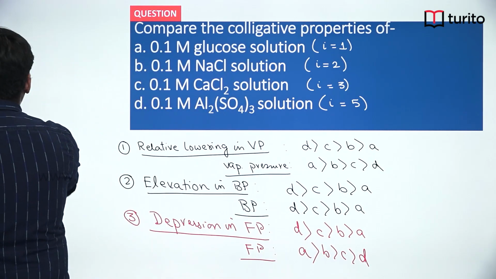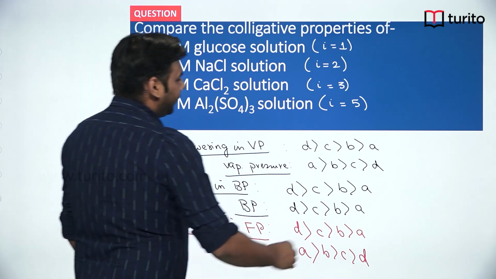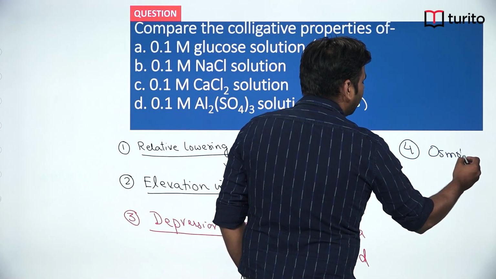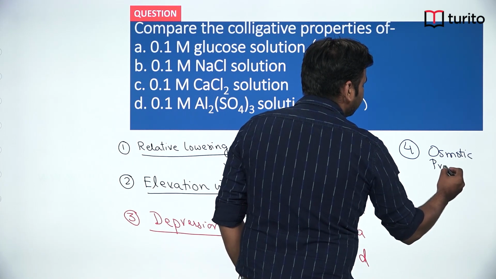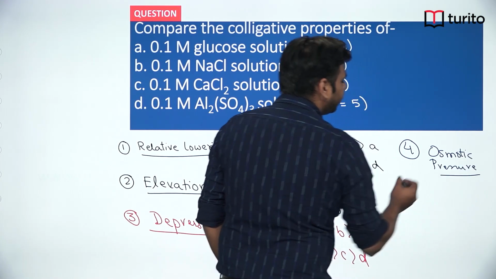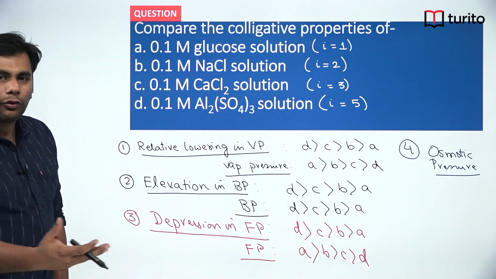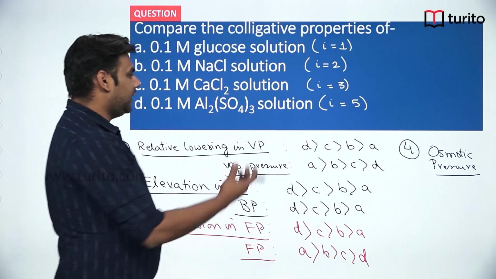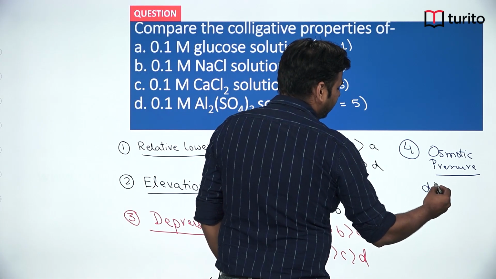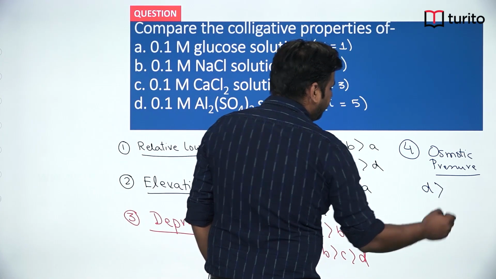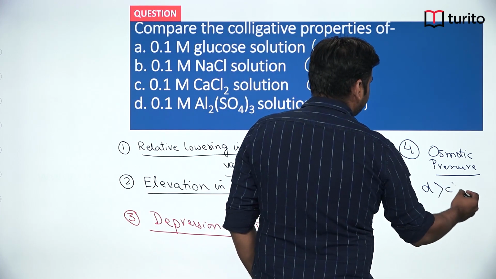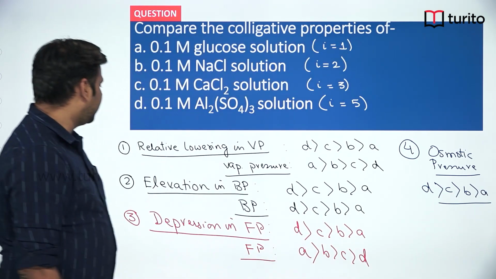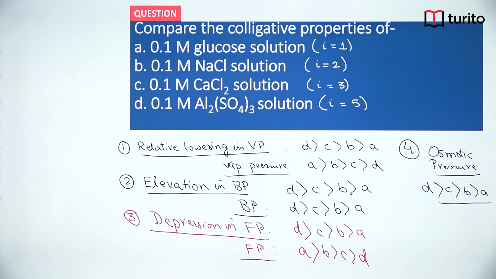Okay, similarly we can find out the osmotic pressure. Now we know that osmotic pressure is again a colligative property. So the more the number of solute particles, the more would be the osmotic pressure. So clearly I can say that the osmotic pressure of solution D would be more than that of C, than that of B, than that of A. Hope this is clear to everyone. So this is a very basic question that is often asked.